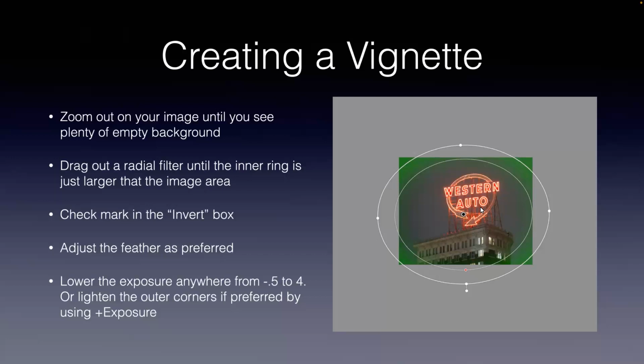So I draw it out. Now the effect is on the corners in this case where you see the green. And at this point, I will make my adjustments to vignette it the way I want, whether it's with exposure or saturation or clarity, whatever it happens to be that you want to do as your vignette, you can do it at this point.